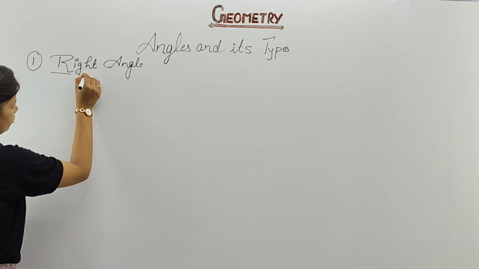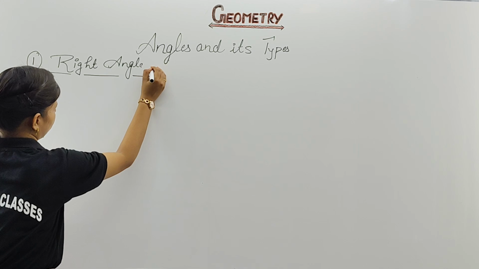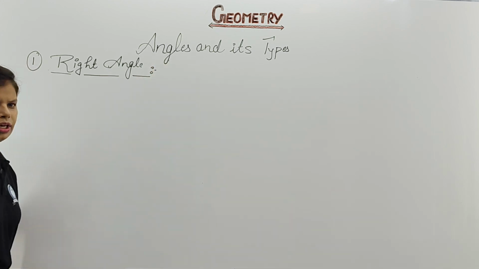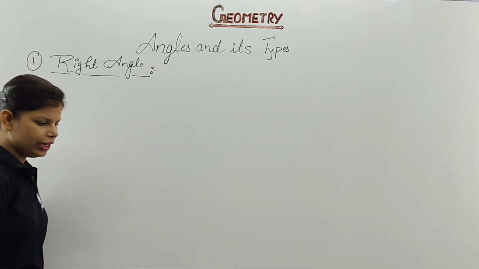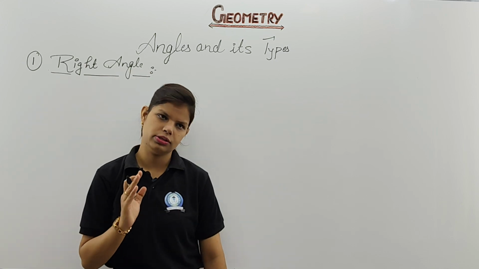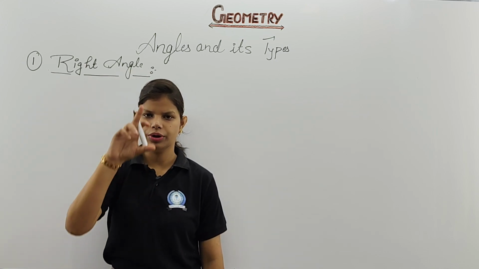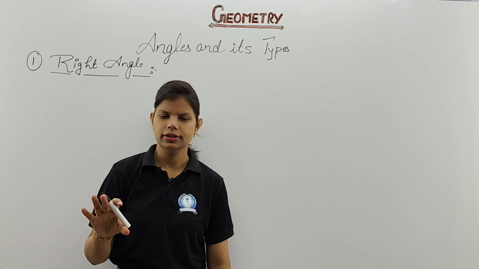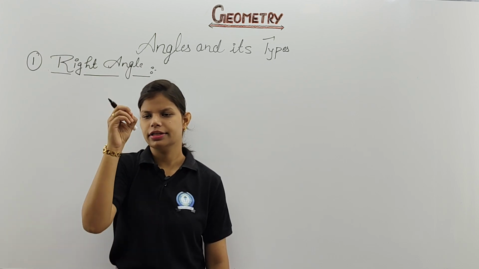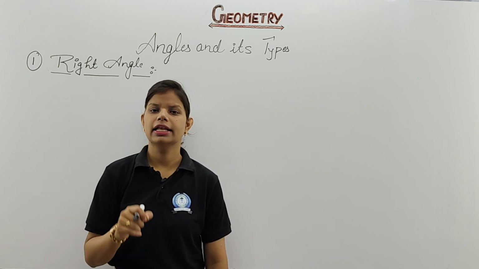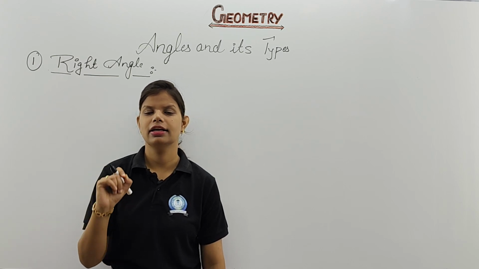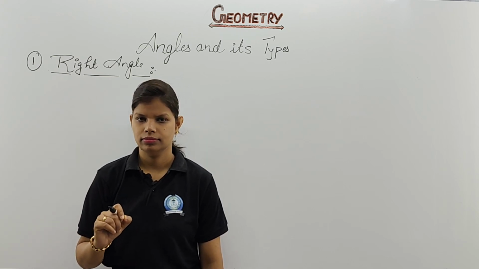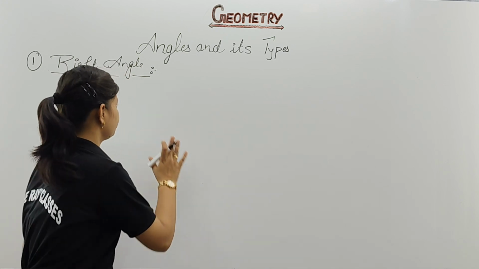Clear? Before moving on to the definition part, first of all I'd like to tell you what a right angle is. When two rays join together, making an angle in the same direction, in a straight manner, then they form an angle, and that angle is called your right angle. I'll tell you one common example.